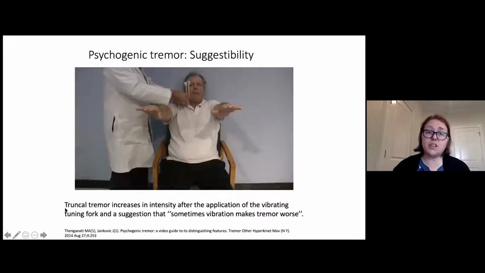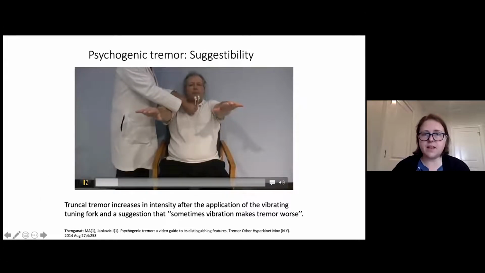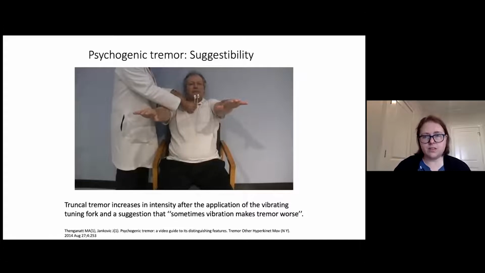This is highlighting suggestibility. So this patient has been told that if you put a vibrating tuning fork on him, the tremor might get worse. There's no physiologic basis for that. So this is to demonstrate suggestibility. And indeed, with the tuning fork, his tremor does get much worse.